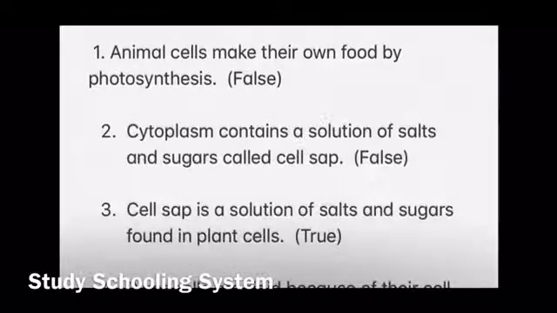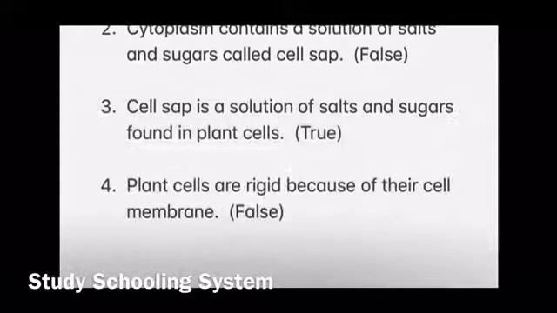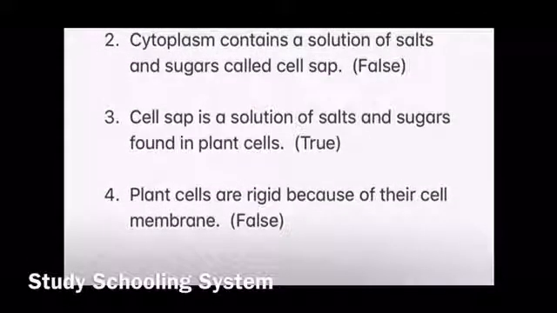The third question is cell sap is a solution of salts and sugars found in plant cells, which is true. And then the last true or false is plant cells are rigid because of their cell membrane, which is false because plant cells contain a cell wall made up of cellulose, which makes the plant cells rigid, right?